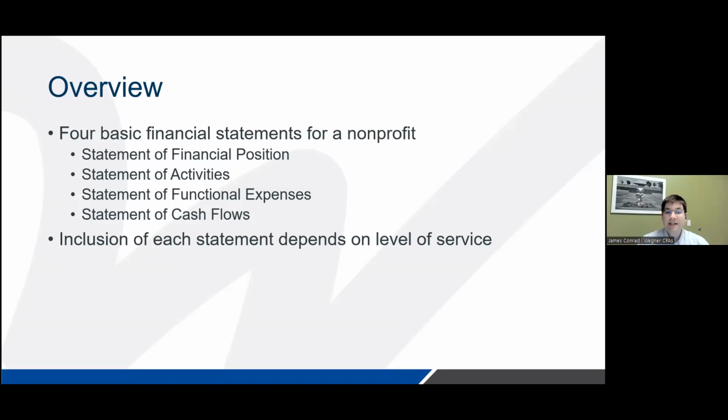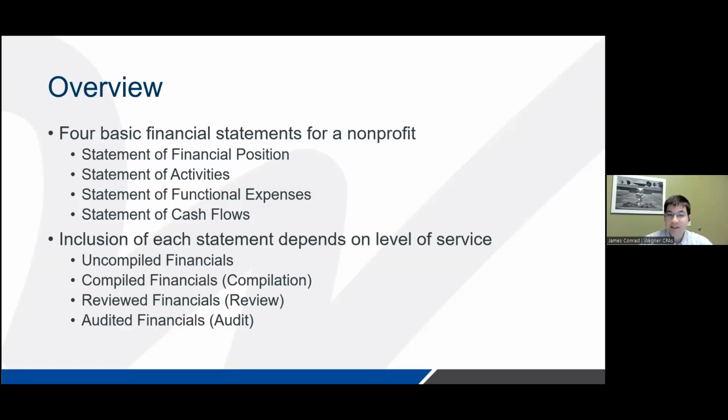So you may or may not see each statement at a different level of service for the financials and how they are being created. So I have a list here of kind of least stringent to most stringent. There's uncompiled financials, which are basically just your basic financials that are not necessarily reviewed by an independent authority. There's compiled, which is also known as a compilation. Those do go through a degree of review.